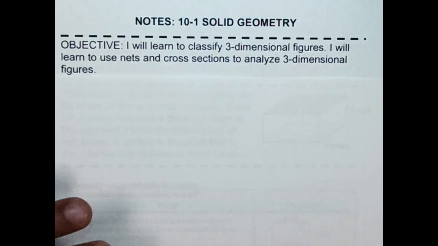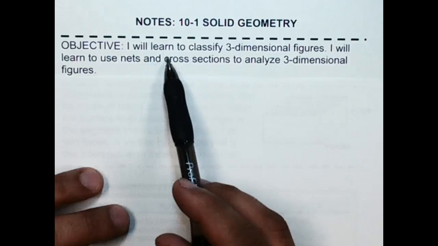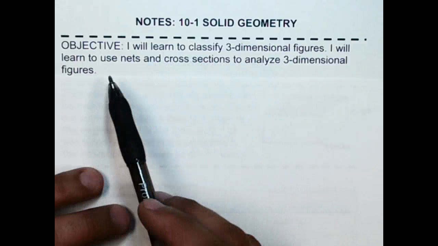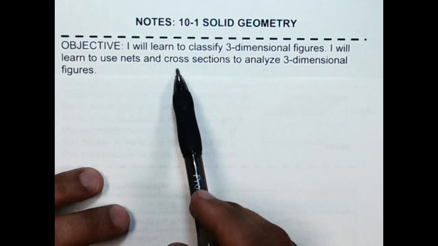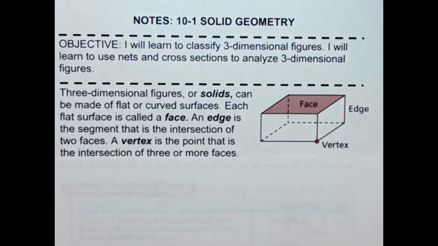All right, we're going to start chapter 10. We're going to look at solids. Today's lesson is we'll learn to classify three-dimensional figures, and I will learn to use nets and cross sections to analyze these three-dimensional figures. So first we're going to define some things.